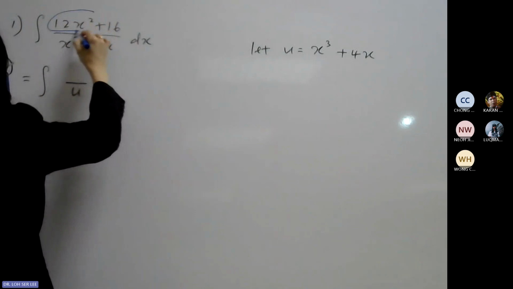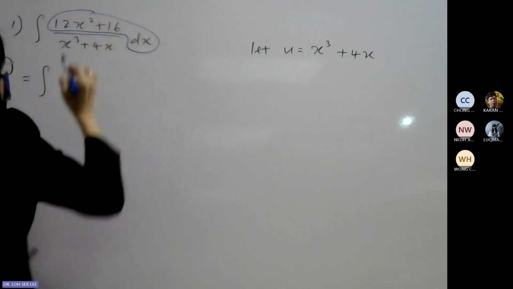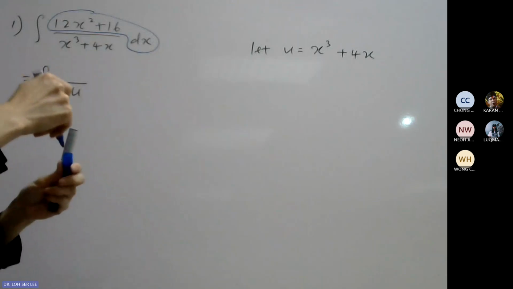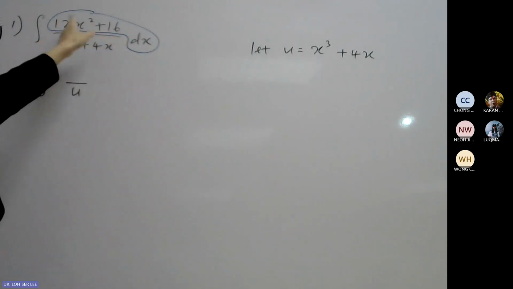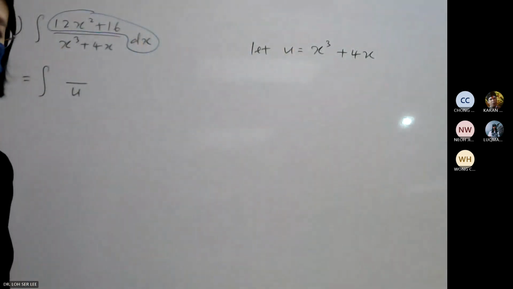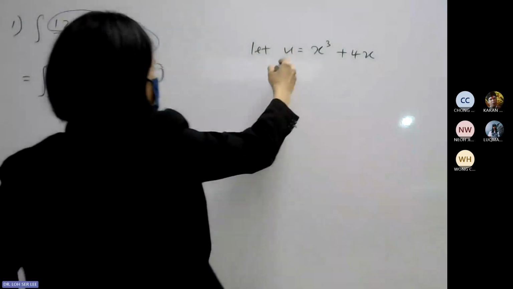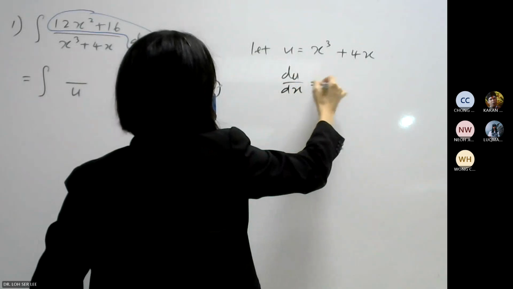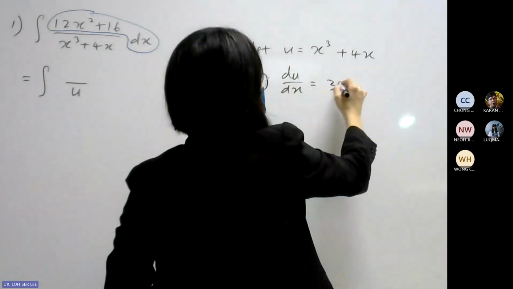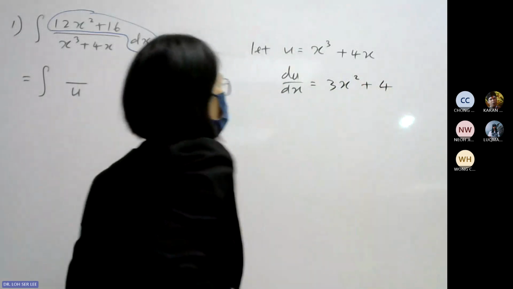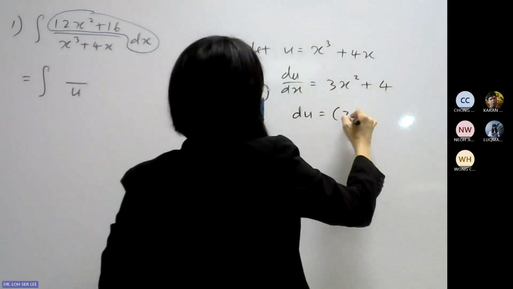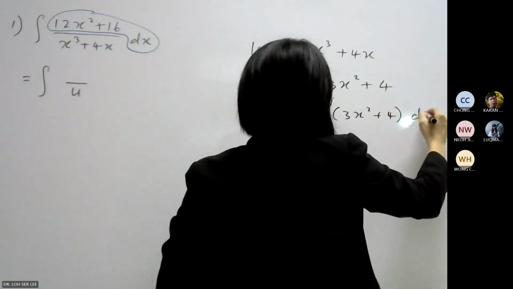We need this. After you change this into u, there are still some x terms. So we want to change the x term into u from here. So get your du dx first. Your du dx is 3x squared plus 4. This dx we can move to the 3x squared plus 4 dx.